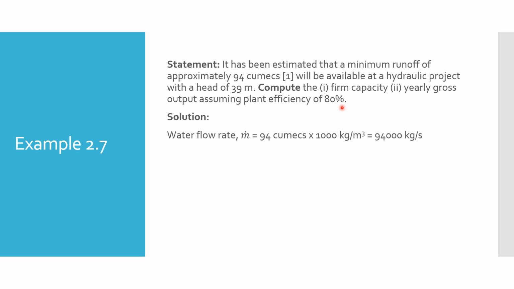Let us take a look at the solution. What is required of us? Number one, the water flow rate, or mass flow rate of the water, as I should call it. How much mass of the water is displaced every second can be calculated from the density of the water, in kilograms per cubic meter, and the flow rate available to us, 94 cubic meters per second. If you multiply these two, you will get the mass flow rate of the water. So 94,000 kilograms per second of water will flow.